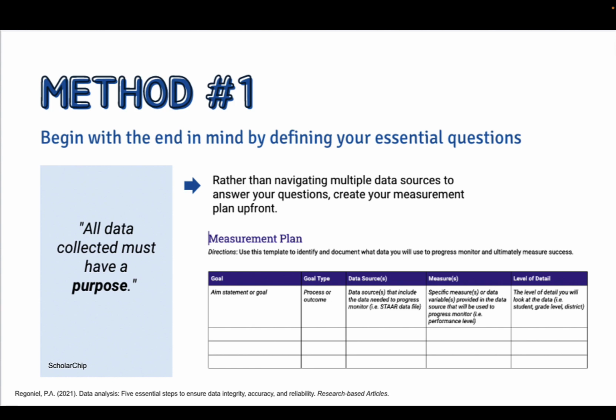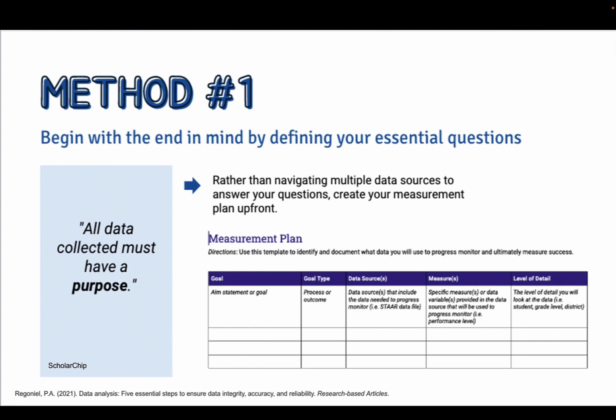The first method to support data integrity is to begin your work with the end in mind by defining your essential questions. As stated in an article by Scholar Chip, all data collected must have a purpose. What questions need to be answered? And what data is required to answer those questions? Rather than navigating multiple data sources to answer your questions, start by creating a measurement plan up front to link each research question with a data source.